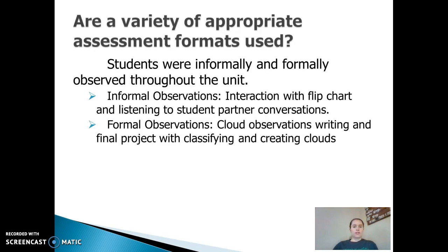Next is, are a variety of appropriate assessment formats used? Yes, the students were informally and formally observed throughout the unit. Some examples of informal observations were the students' interaction with the flip chart and listening to student-partner conversations. I had a flip chart made on day 2 of the unit, and the students had to come up and interact with it and decide which type of cloud was going to bring what weather and the names of each cloud. And so they got to interact with technology that way.